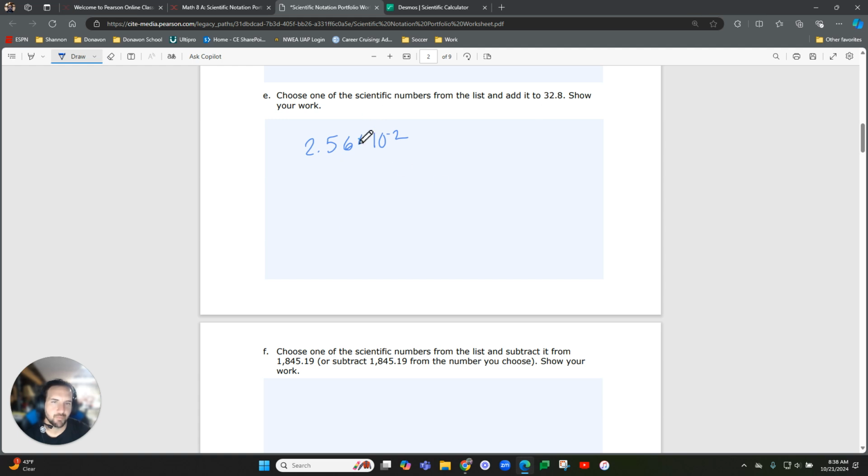But first, what I want to do is convert this to decimal notation. So to do that, it's a negative 2 exponent. So I'm just going to move the decimal place over twice. So it's 0.0256. And now that it's in decimal notation, I'm going to add 32.8 to it. Okay, so that's going to be easy because you could use a calculator at this point, but you don't really need to, probably. So 32.8 and then 256.